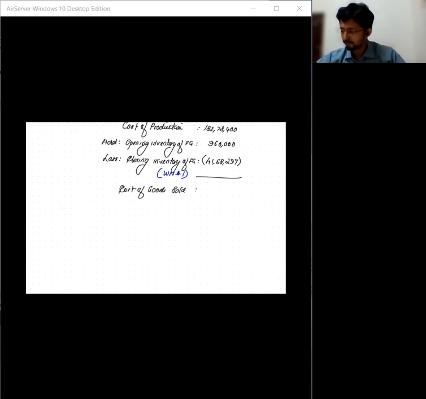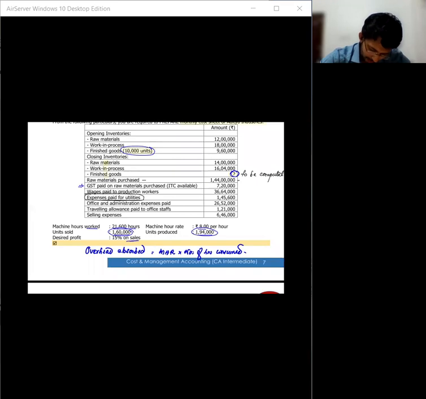So what is the cost of goods sold? Cost of goods sold will be 183,78,400 plus 9,60,000 minus 41,68,297. It comes to 151,70,103. Now what do you have to do?